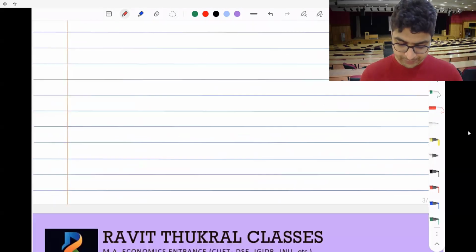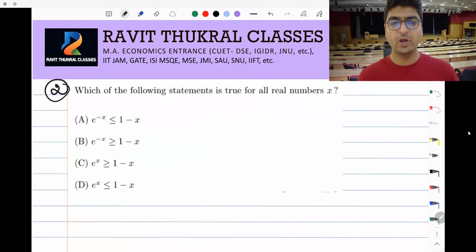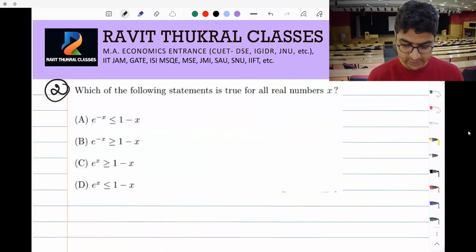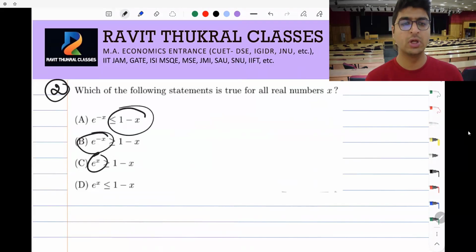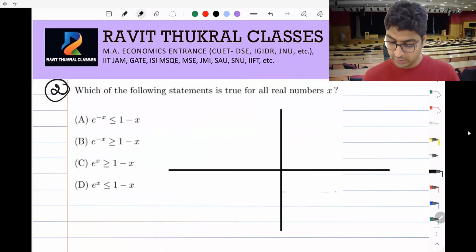Let's move to the second question. Here it is. Which of the following statements is true for all real numbers x? Okay. So again, I would like to approach this problem graphically because these options here, I know how to draw e to the power x, e to the power minus x. I know how to draw 1 minus x. So it's much better to simply plot both the functions.